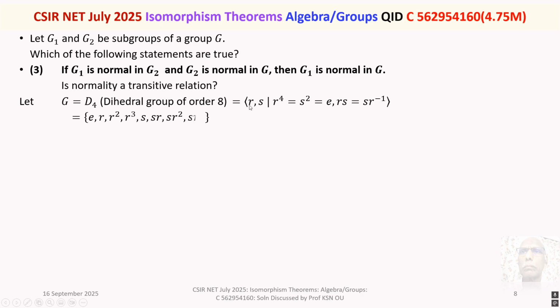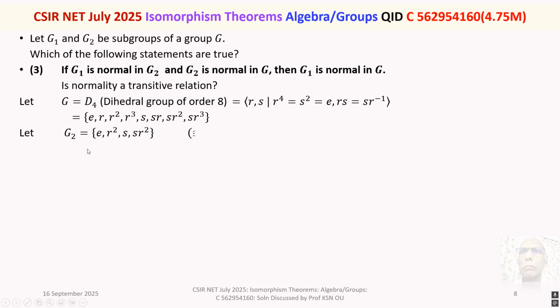Now, writing their elements: E, R, R squared, R cubed. So the rotations will generate a cyclic group of order 4. S is the reflection; S, SR, SR squared, SR cubed are the elements. So these are the 8 elements that are there.